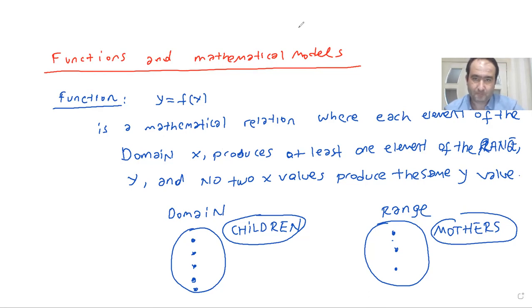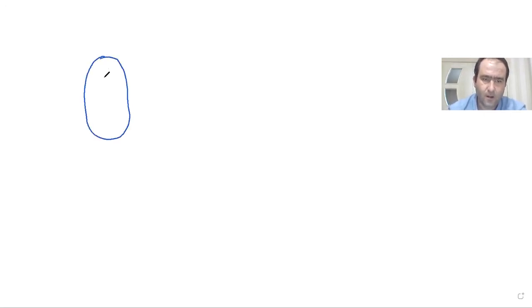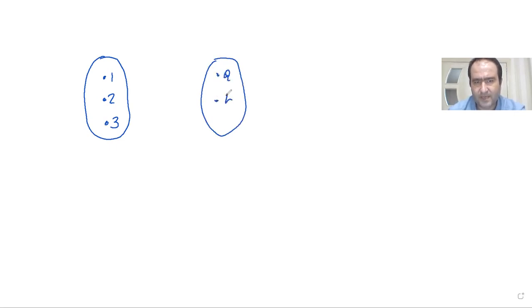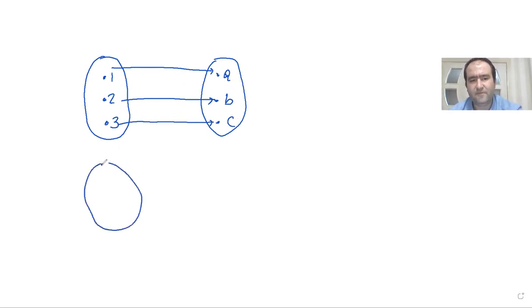For example, I will give an example to you. 1, 2, 3, and this is A, B, C. 1 goes here, 2 goes here, 3 goes to C. It can be a function.